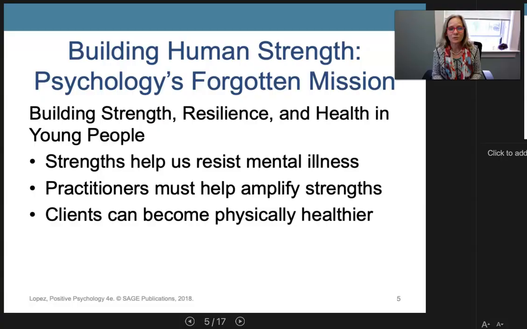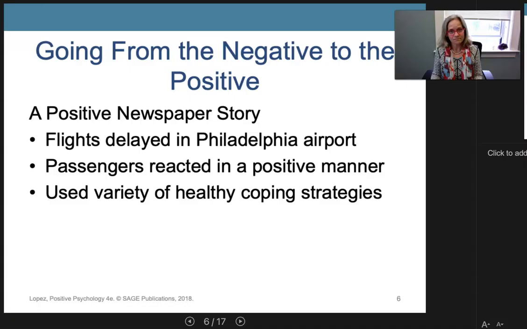So our forgotten mission has really been about how to build strength, resiliency, and health in young people. And this helps us resist mental illness, to become more resilient to life's ups and downs, to help practitioners amplify and recognize strengths, meaning we find the strengths in people and help raise them up and help increase people's awareness about those. And through this, clients can also become physically healthier. We want to go from the negative to the positive. This course is going to ask you to really refocus. We look a lot at what's wrong in psychology, but here we're trying to look at what's right.